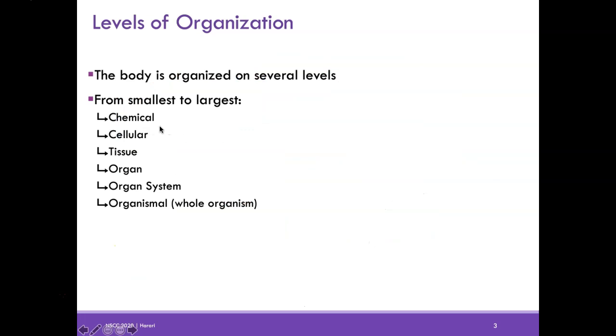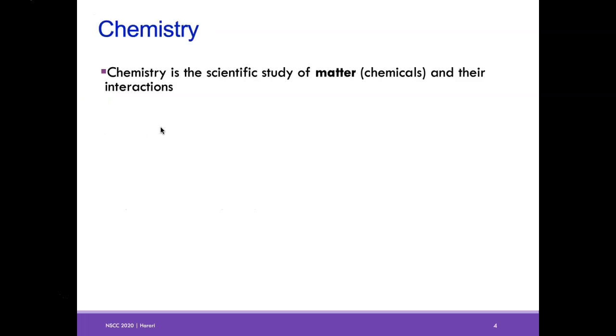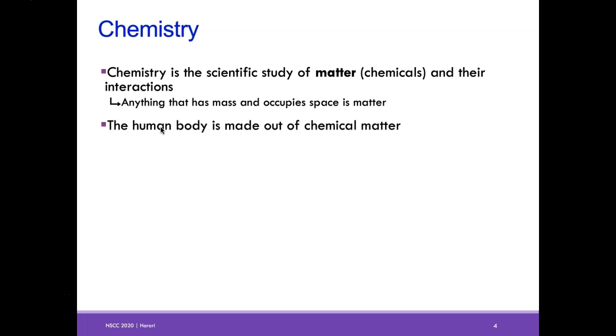The chemical level is the smallest or lowest level of organization that we can talk about, and chemicals are not living. Chemistry is the study of matter and the interactions of matter. Anything that has mass and occupies space is matter. There are actually 4 different states of matter: a solid, a liquid, a gas, and a plasma.